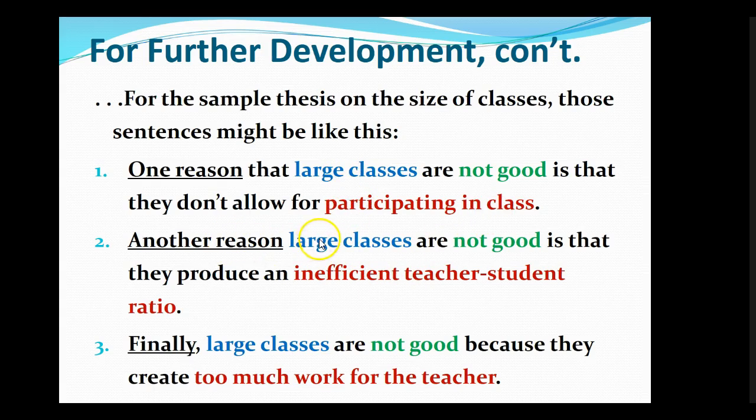Here, another reason, large classes, insufficient teacher-student ratio. All 3 of these tie directly back to the thesis statement. That, again, adds another form of coherence. So you want to have coherence within each body paragraph, and then by adding very good topic sentences, you're adding coherence again because it goes back and buttresses or supports the thesis statement.